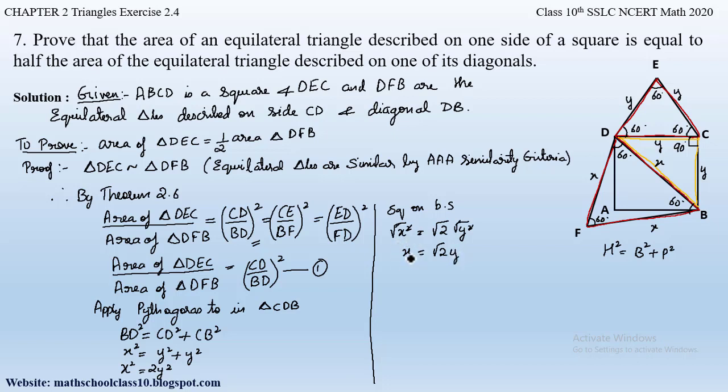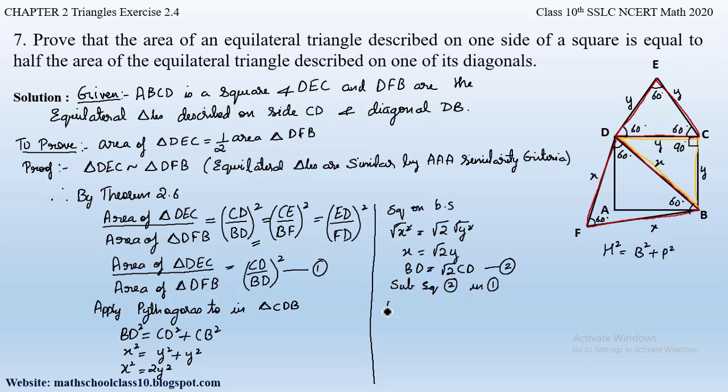So what was the value of X? X here in triangle CDB, what was the value of X and Y? X is BD, which is equal to root 2 Y, and Y value is CD. Name this equation as 2. Now let us substitute this BD value in equation number 1. So write down substituting equation 2 in 1.